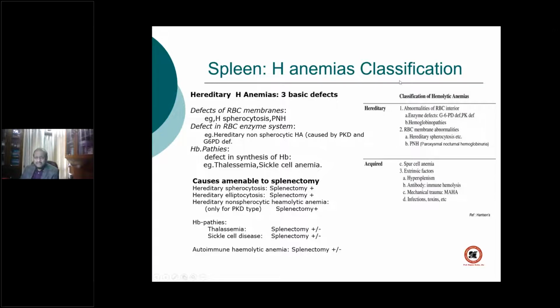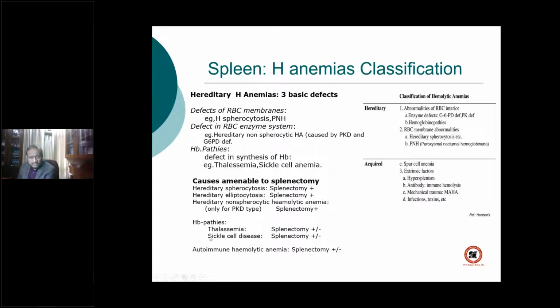Now, if you look at this, this is a chart which is very important. It tells you where splenectomy would help you, for example hereditary spherocytosis and elliptocytosis, splenectomy helps you. You have a non-spherocytic hemolytic anemia, only of the pyruvate kinase deficiency type. Remember, not G6PD type, the splenectomy is going to help you. But in hemoglobinopathies, it is plus minus. In thalassemia and sickle cell disease, splenectomy is not a must. It may or may not help the patient, depending upon specific indications. And then, of course, in autoimmune hemolytic anemia, again splenectomy plus minus.